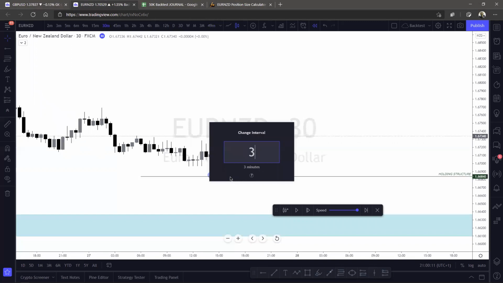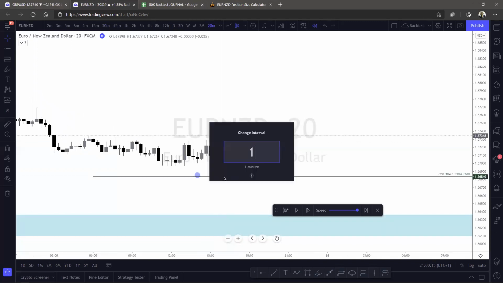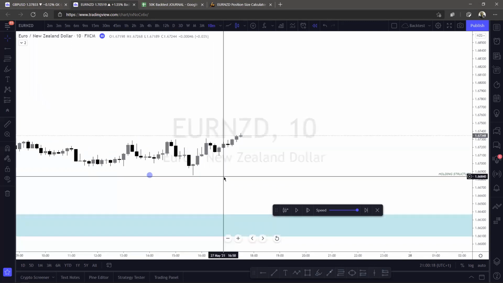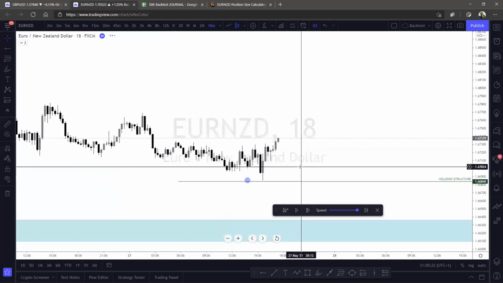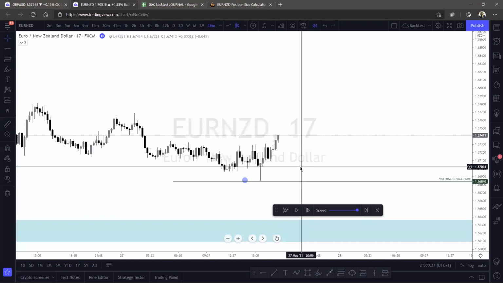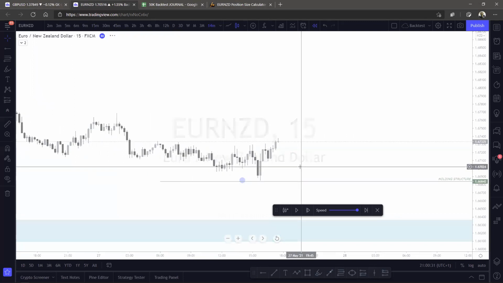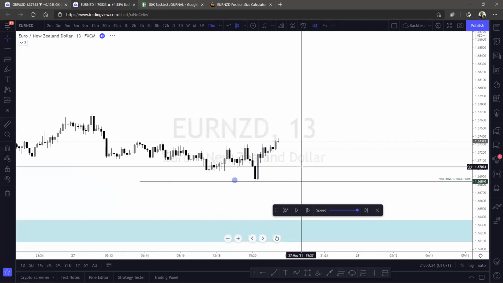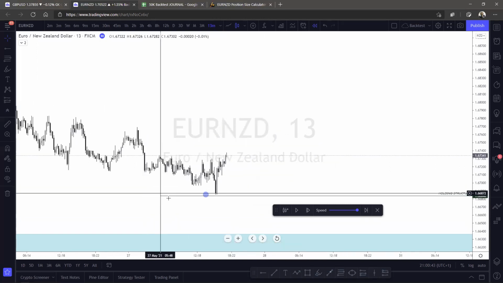That candle. The 18-minute then. 19. Okay, the 15 is quite nice. Okay, there's the 13-minute. Cool. There's the 13-minute sitting right there.